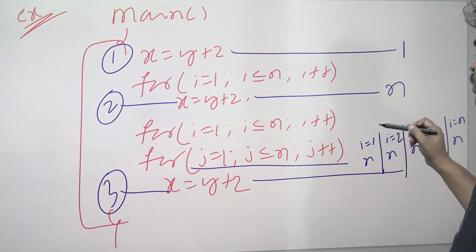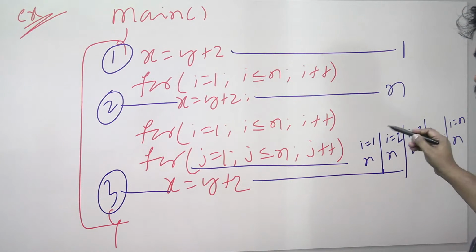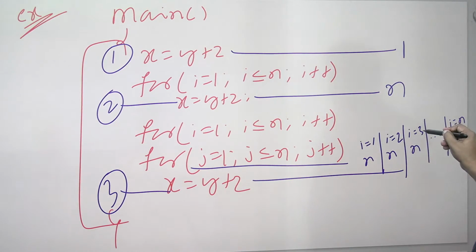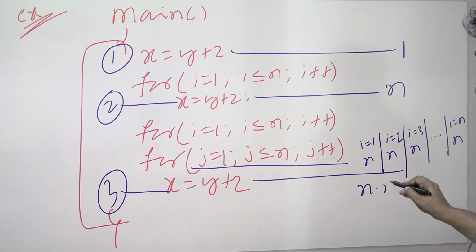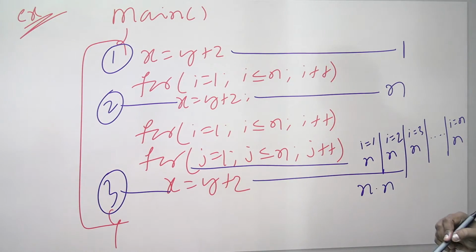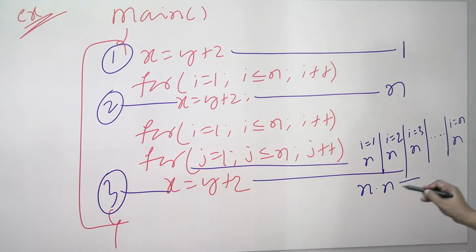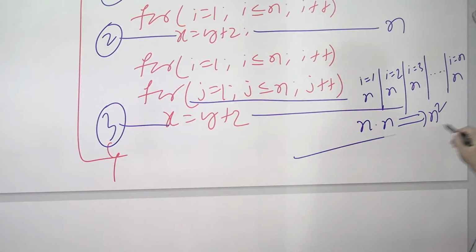So if you observe, I is equal to 1, N. I is equal to 2, 2 times N. I is equal to 3, 3 times N. I is equal to 4, 4 times N. So it is something like N times N. 2 times N is 2N, 3 times N is 3N, N times N is N square.